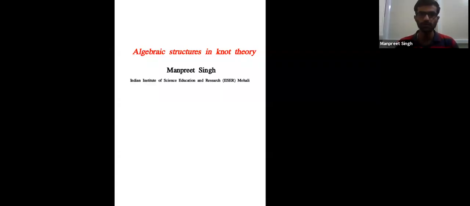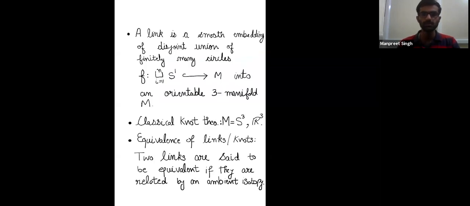Today I will speak about the algebraic structures in knot theory. A link is basically a smooth embedding of disjoint circles in an orientable three-manifold. By link we mean just a collection of simple closed curves in an orientable three-manifold. And by classical knot theory, we mean whenever the three-manifold is either the three-sphere or Euclidean three-space.